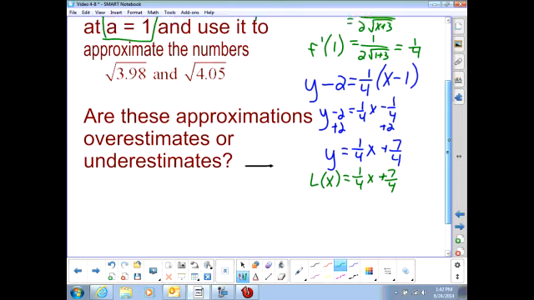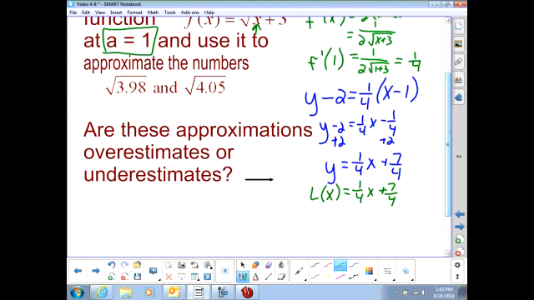This is our equation of the line that is tangent at the point (1, 2). Rather than using our function, square root of x plus 3, we can use this line to approximate values really close to when a is 1. So we'll now see if we can find the square root of 3.98.